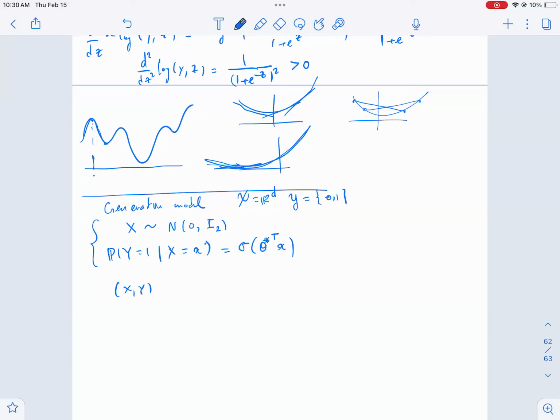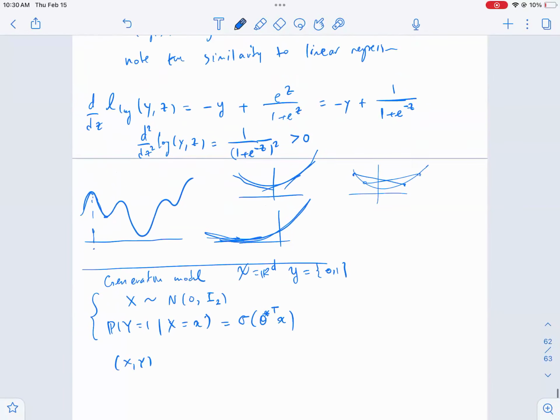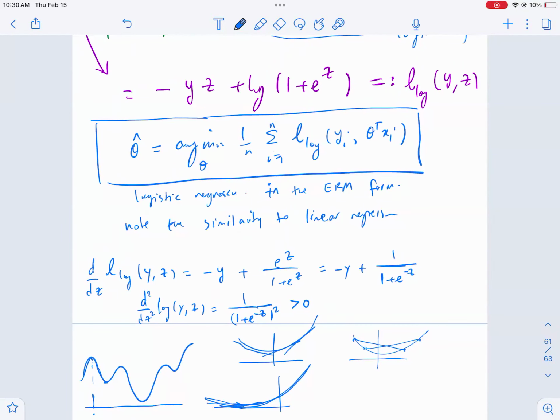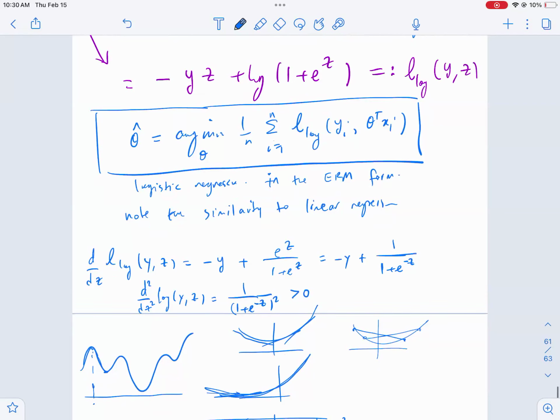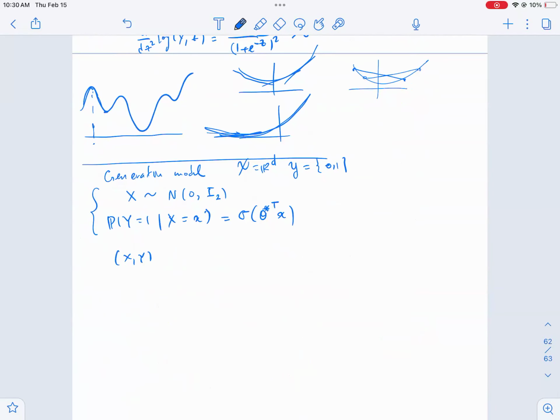There is a true parameter that would satisfy this relation. I could get the true parameter, although with finite samples I'm not going to get it exactly. Okay, I just want to give you a picture of what this would look like, to have an idea of the level sets of this.